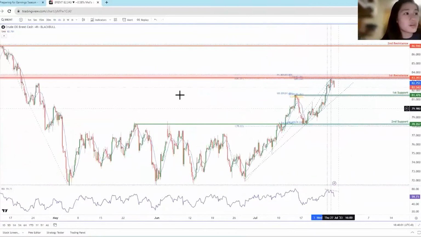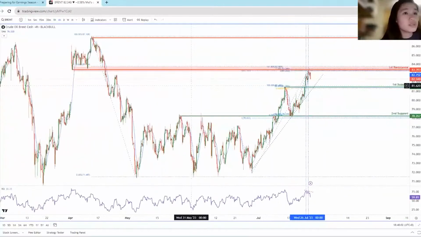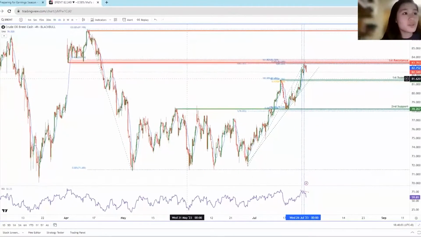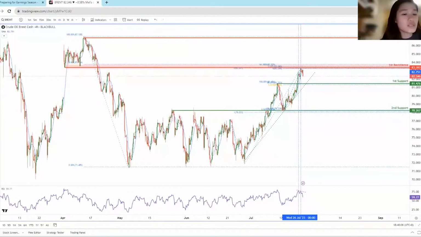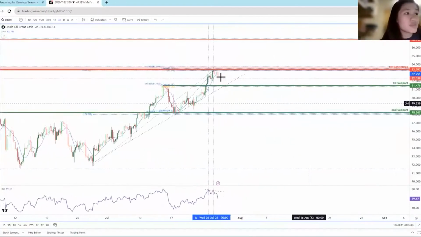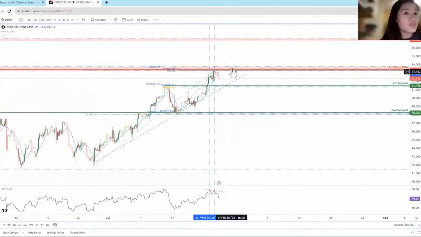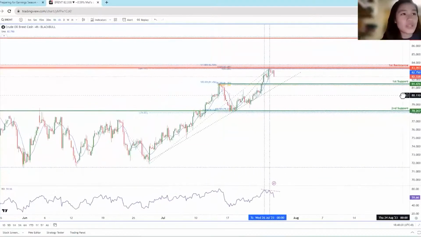Okay, yeah, I'll definitely look into gold as well. Okay, so here is our analysis for Brent. So we're expected to drop from the first resistance towards our first support, but probably no more than that because of the confluence and because of the trend line. Okay, next, let's take a look at gold.